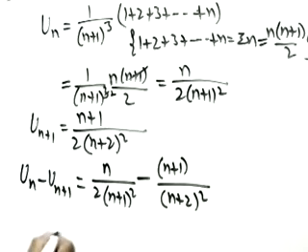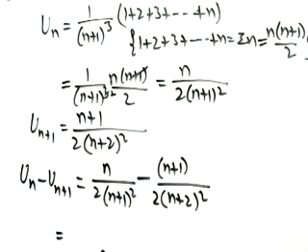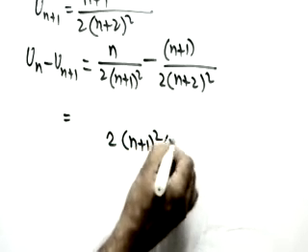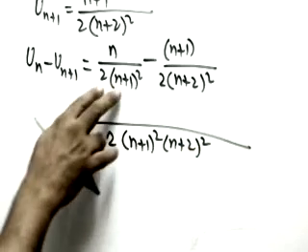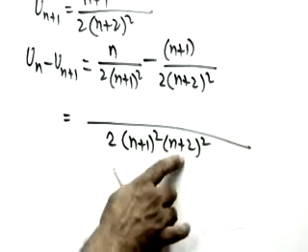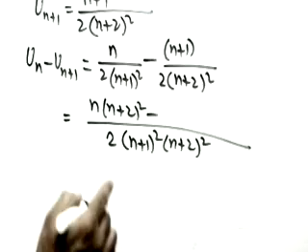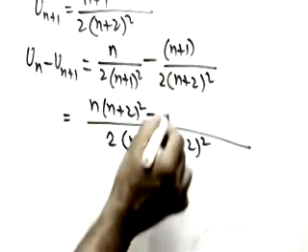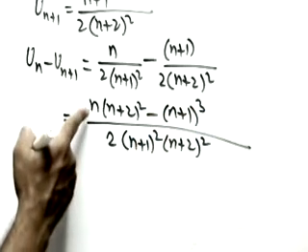So let me take the LCM now. If we take the LCM, it will be 2 into (n+1) square into (n+2) square. So watch carefully. If you leave this here, what is left here is (n+2) whole square into n, it will become n into (n+2) whole square, minus, if you leave this, you are left with (n+1) square into (n+1) which will become (n+1) whole cube.